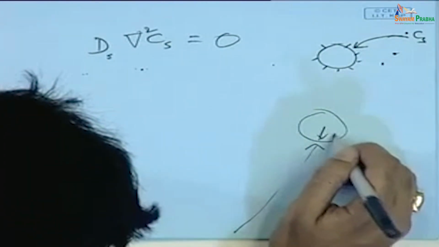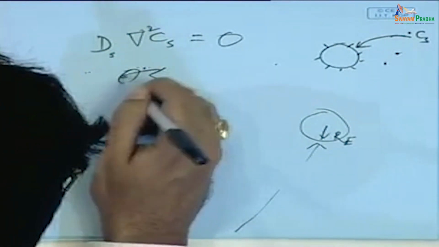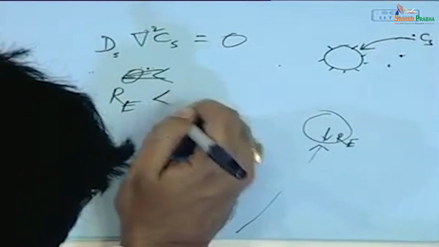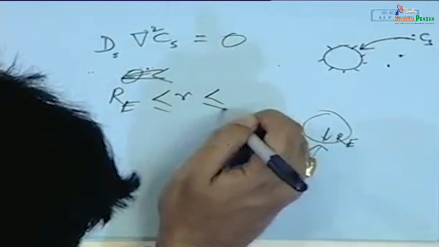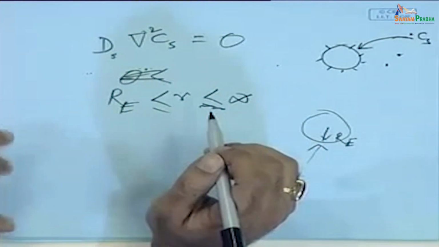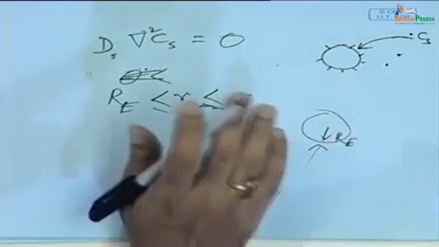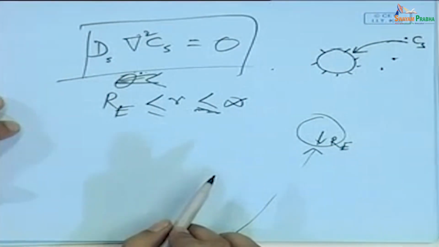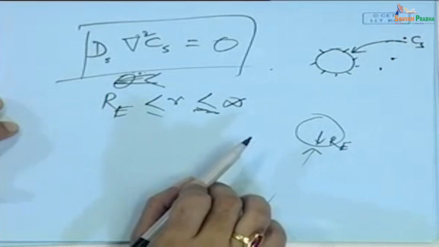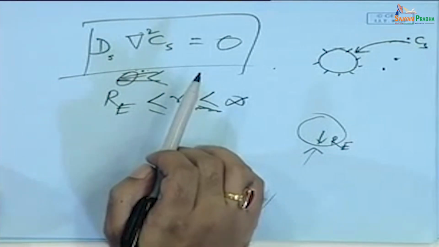So my surface is R_e, and my domain of interest is R_e less than or equal to R less than infinity. So it's approaching from anywhere in the solution to the surface. That is my domain of interest. In this domain of interest, there is no reaction happening. All reactions are happening on the surface of the matrix. Is that clear to everybody?